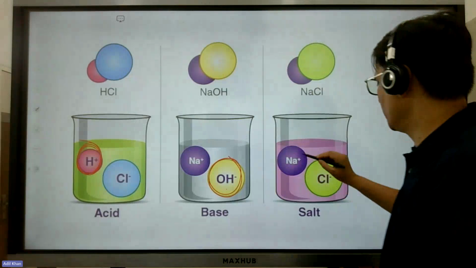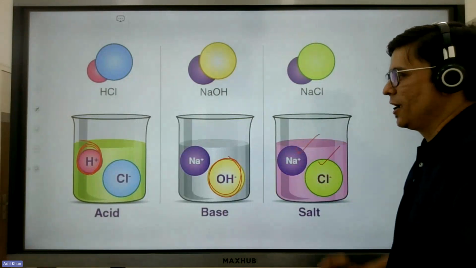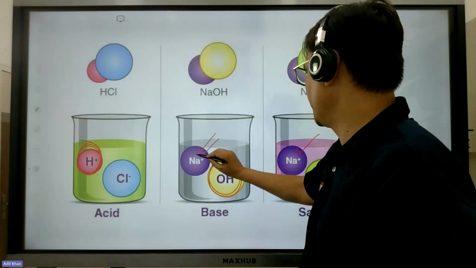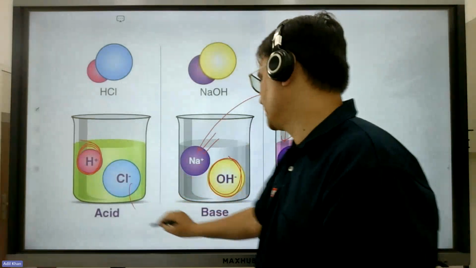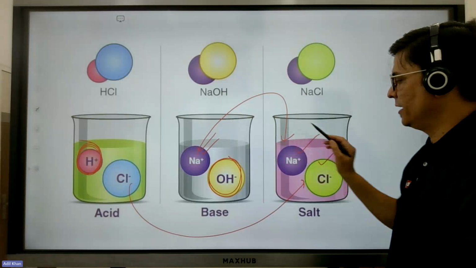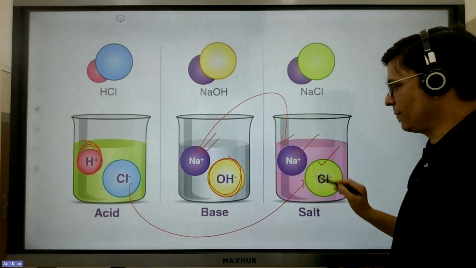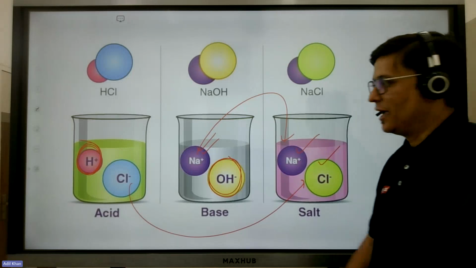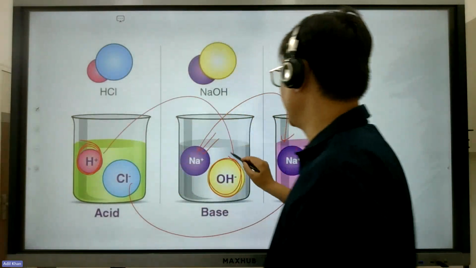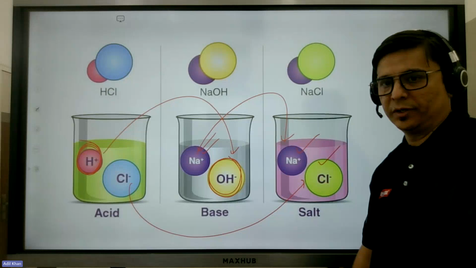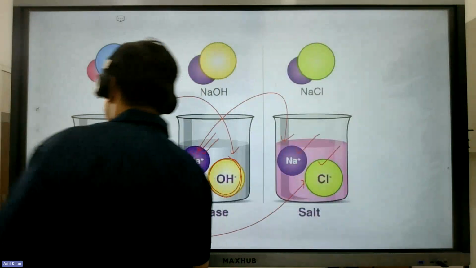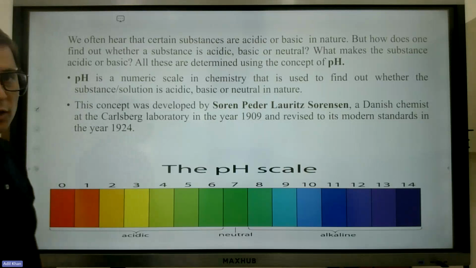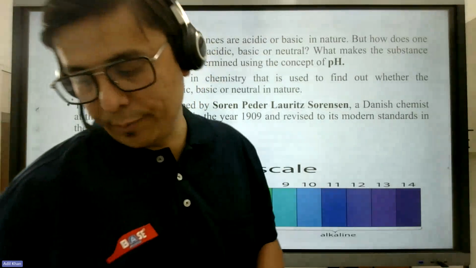And salt, when you dissolve it in water, gives Na plus and Cl minus. Now, one important thing: from the base Na is coming, and from the acid Cl is coming. So Na from the base and Cl from the acid combine to give NaCl. That's why it is known as a neutralization reaction. And this H and this OH combine to form water. So this is the representation of the neutralization reaction, how it looks. Let's move to an important concept known as pH or the pH scale.